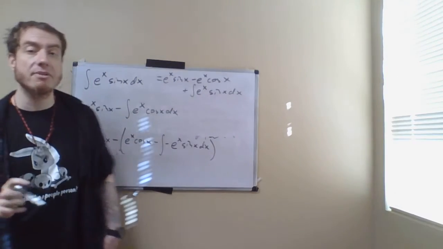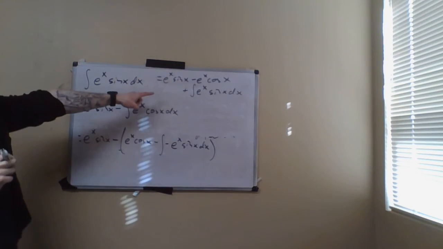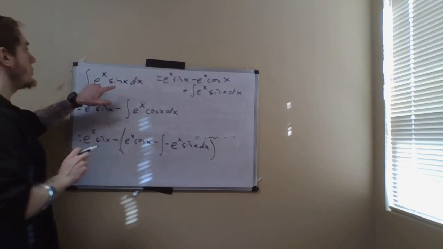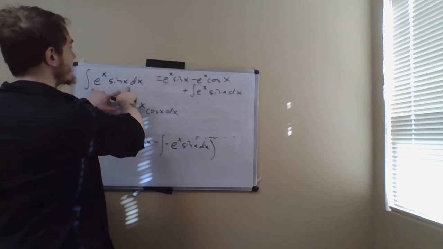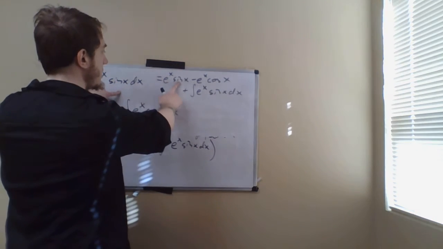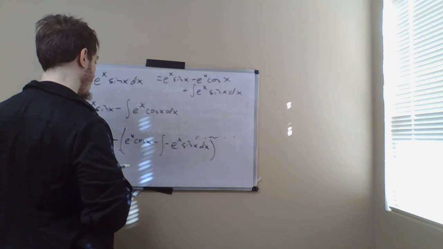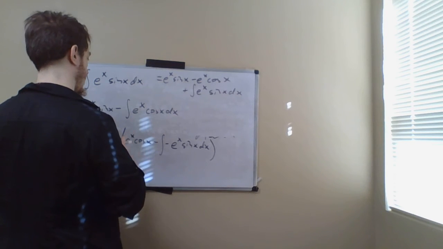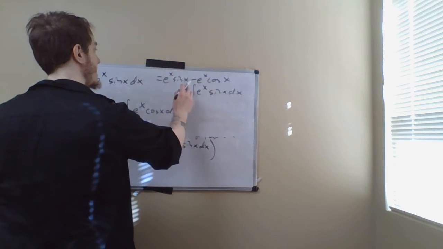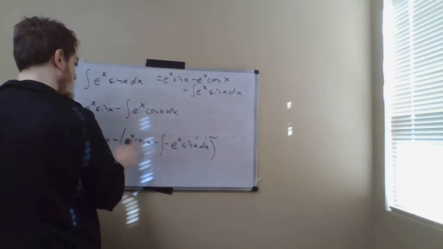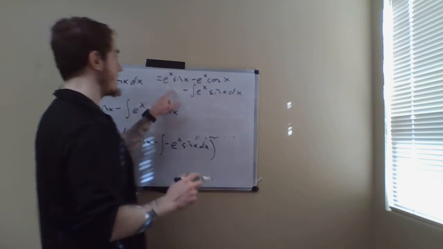Because here's what has happened. What we have actually done here is we have an integral of e to the x sine x dx plus a bunch of stuff plus another, wait, did I lose another minus sign? Yes, I did. I'm sorry. This should be a minus here because I have 1, 2, 3 minus signs. That should be a minus sign.